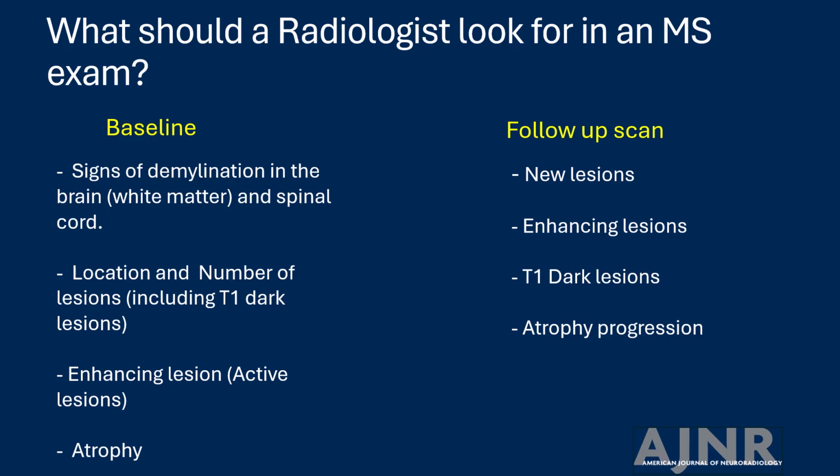For follow-up scans, you're looking at new lesions. Are there any new lesions? If a patient is on disease-modifying therapy and there are new lesions, it means that some adjustments should be made to the drugs or the patient should be put on new drugs. You're looking to see if there are any dark lesions. Dark lesions represent permanent brain tissue damage, and it's often seen at the advanced stage of the disease.